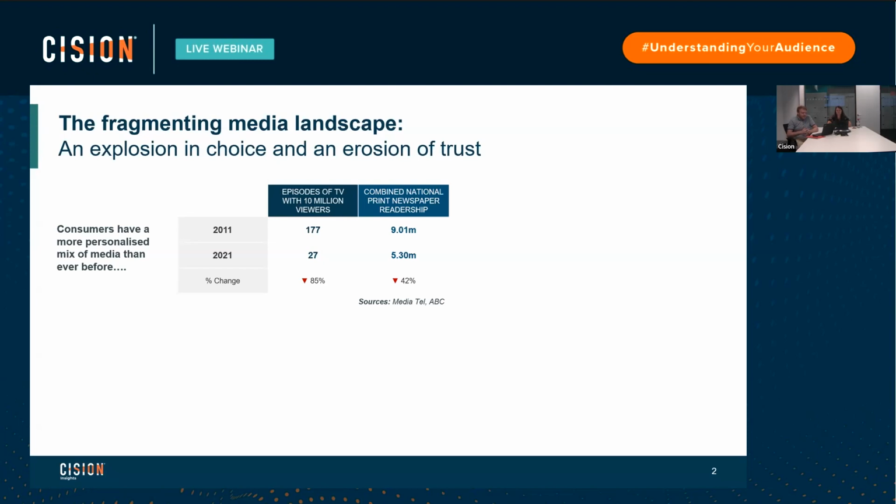So across that 10 years, there's been a dramatic reduction in some forms of what you might term as communal consumption of media. So there's an 85% drop in 10 years in terms of the total number of UK TV episodes that have 10 million live viewers. So that's a huge drop in a really communal form of media experience.